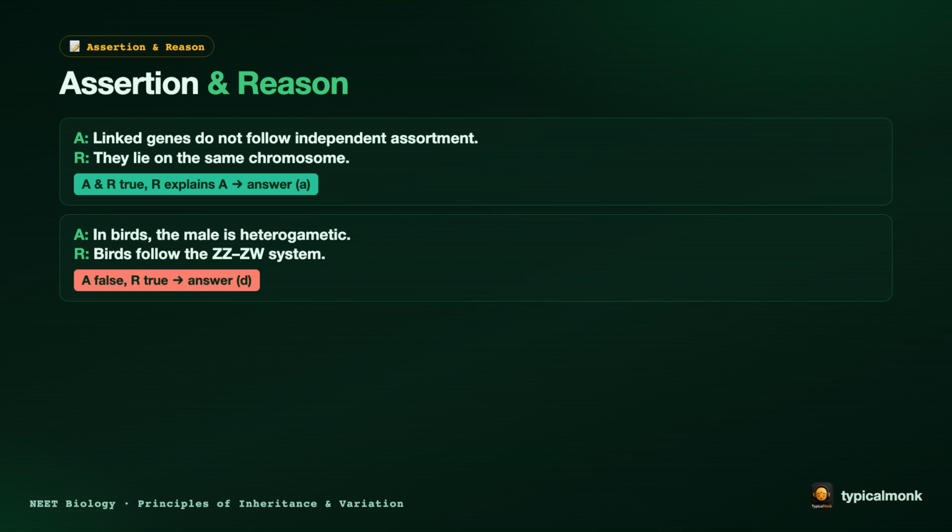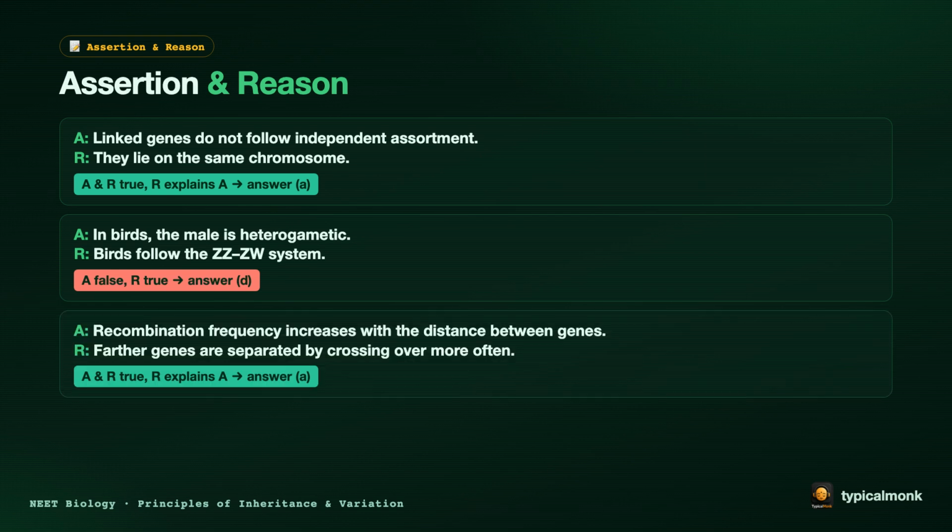Second, A: in birds, the male is heterogametic. R: birds follow the ZZ-ZW system. Here A is false, but R is true. So the answer is D. Third, A: recombination frequency increases with the distance between genes. R: farther genes are separated by crossing over more often. Both are true, and R explains A, so the answer is A.